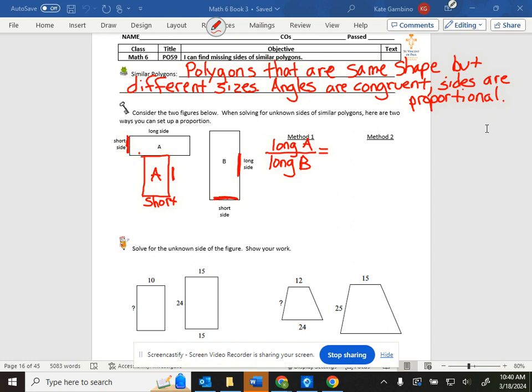There is no C shape. We just have A's and B's. Short C. There are no C's, Madison. Short A over short B.